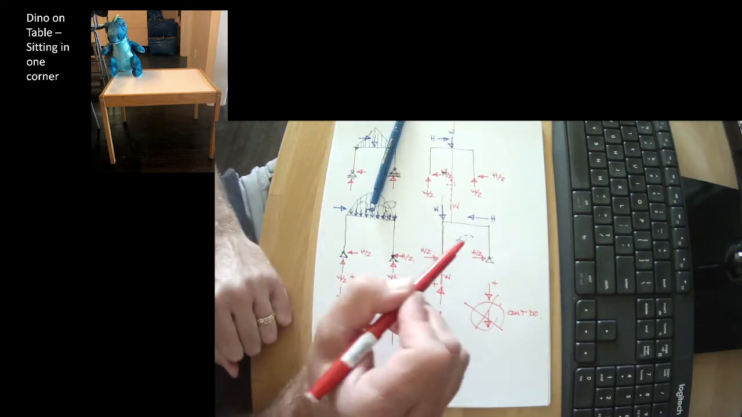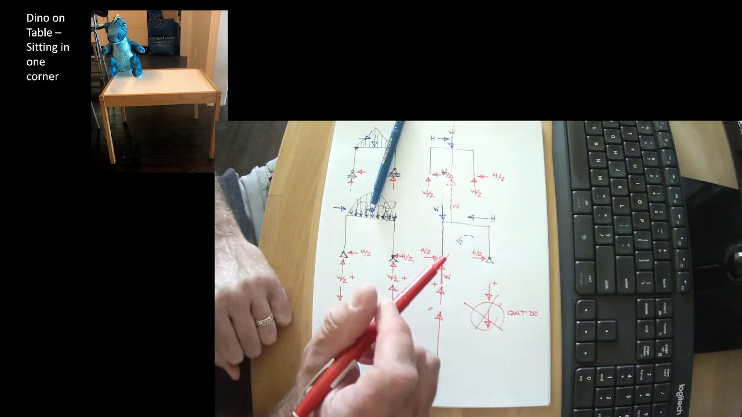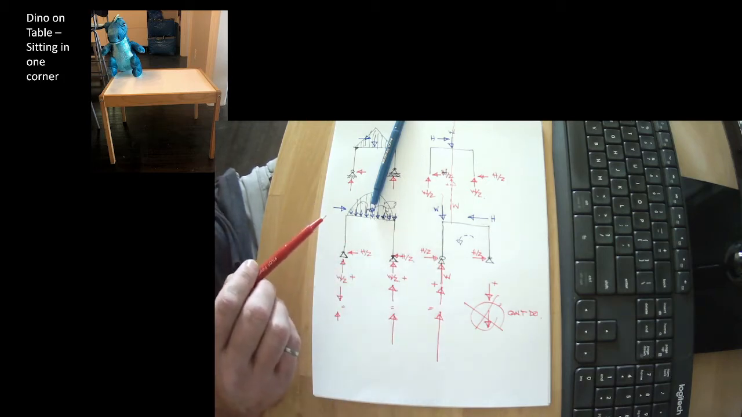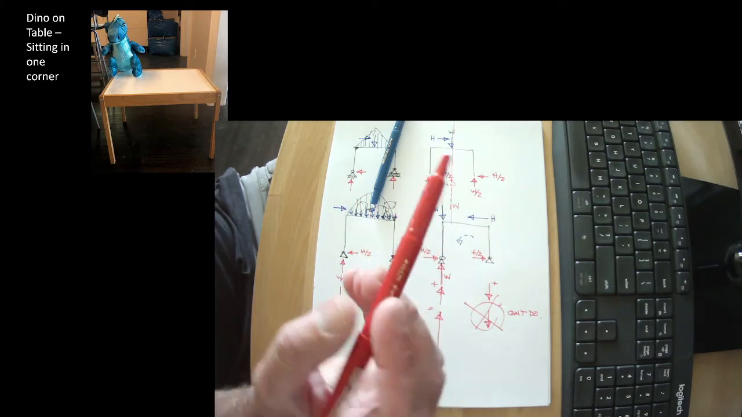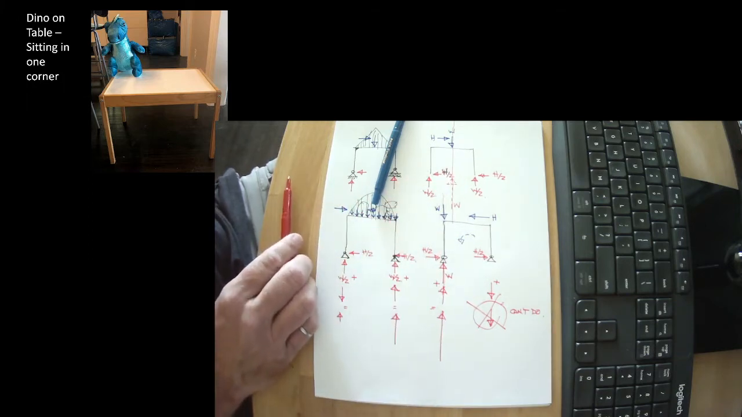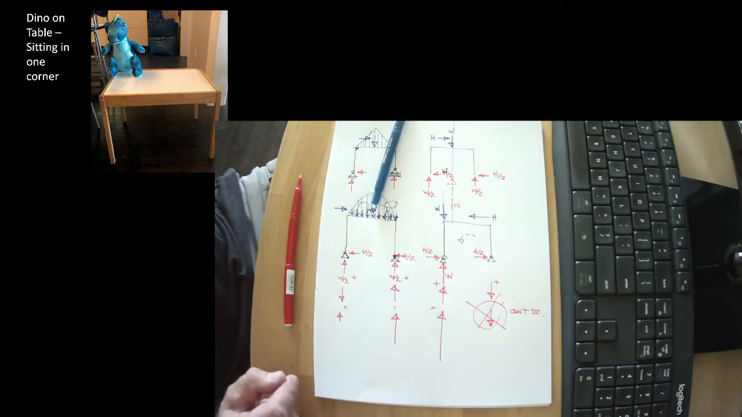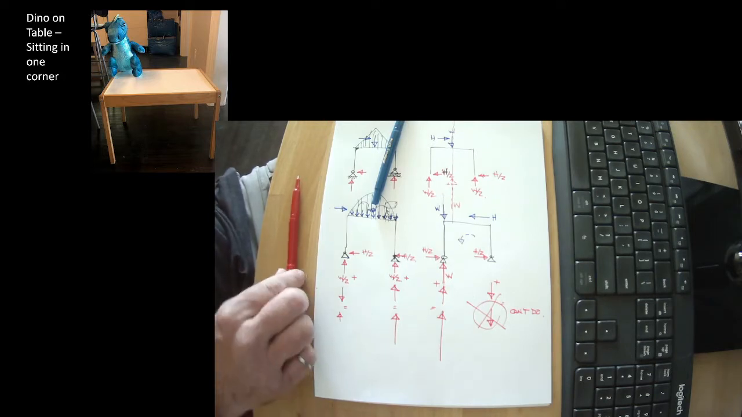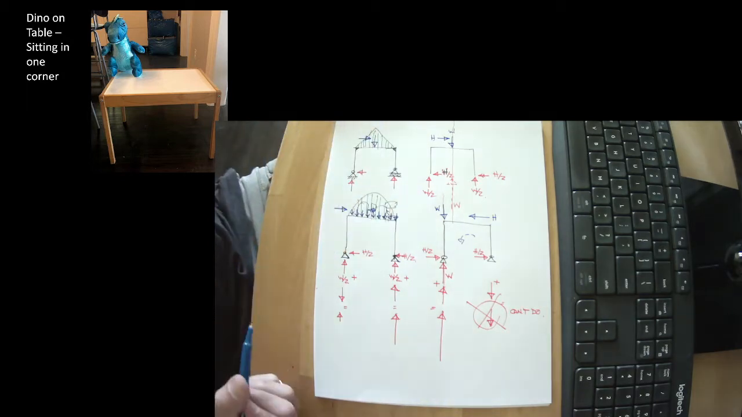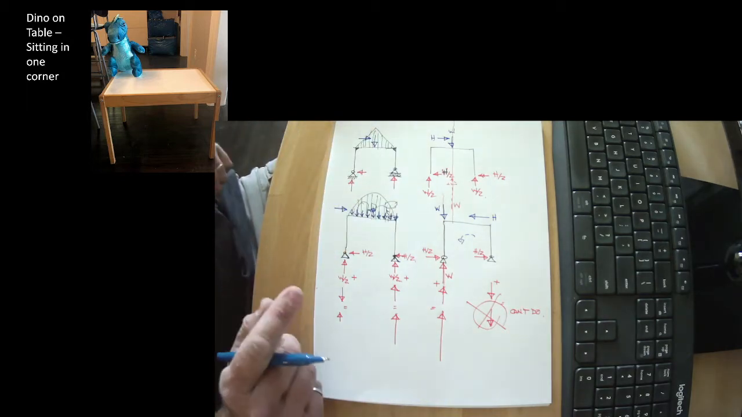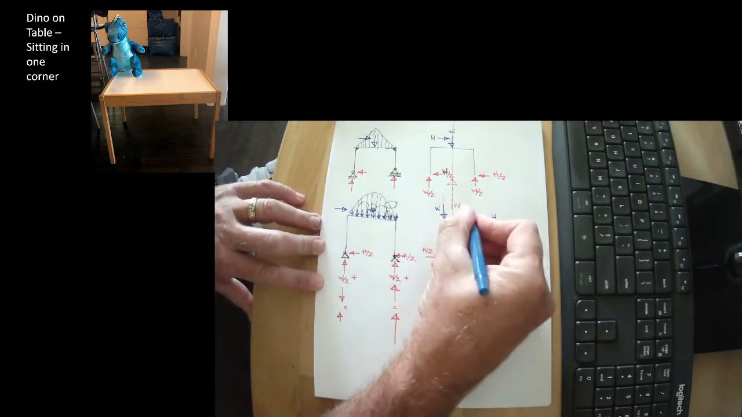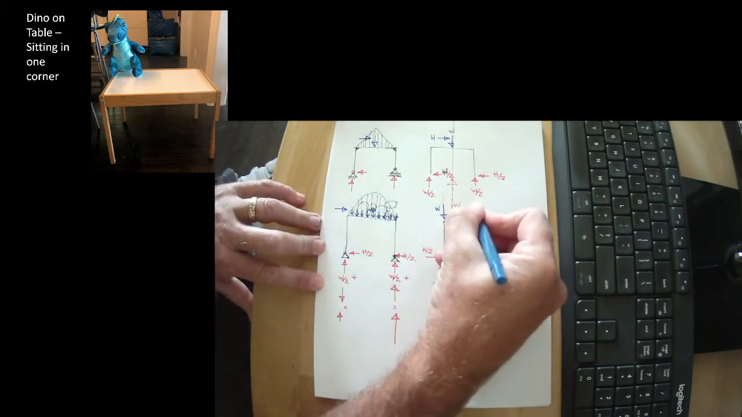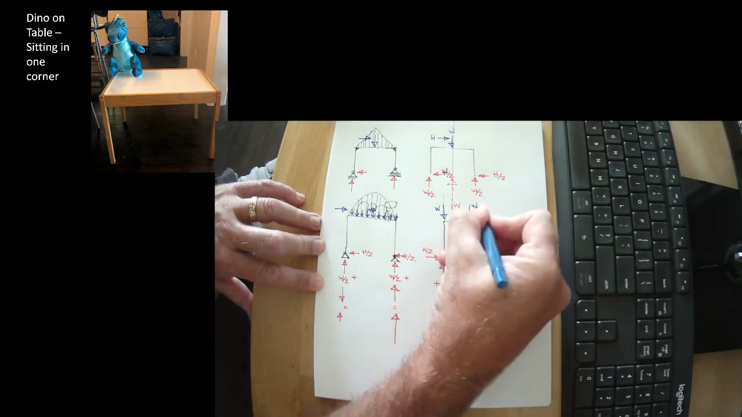And that checks out intuitively, right? But does it? Would we tip the table over? If we push on Dino at the top of the table, would we expect the table to turn over? The answer to that is no. We would not expect the table to turn over. There must be something we're missing. And in fact, there is. We have neglected the weight of the table.